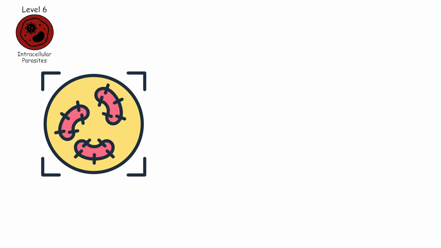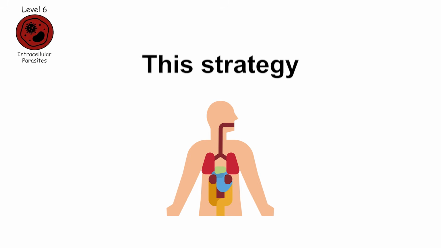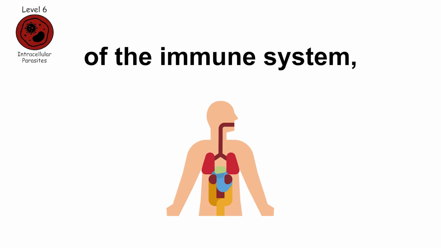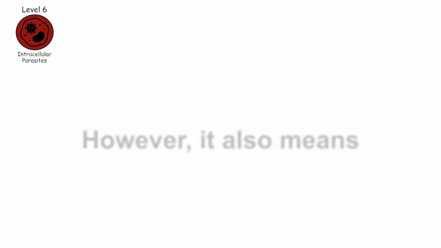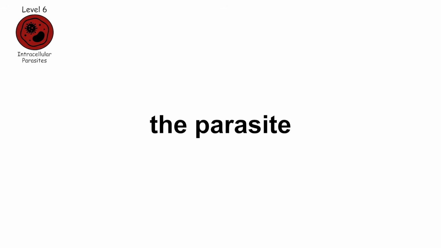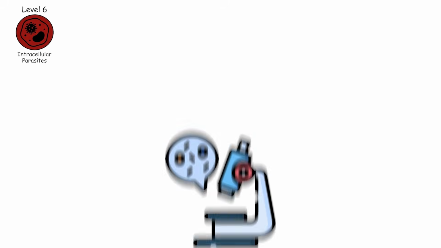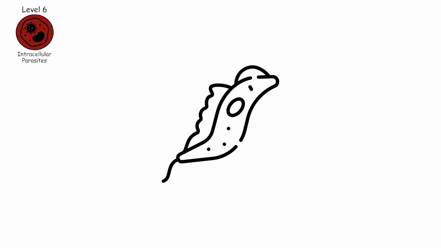Once inside a cell, the parasite may manipulate the host cell's functions to produce nutrients or help it replicate. This strategy allows the parasite to remain hidden from parts of the immune system, since it is effectively sheltered inside the host's own cells. However, it also means the parasite must be extremely well adapted to the biology of the host cell. Intracellular parasites are usually microscopic organisms, such as certain protozoa or bacteria-like parasites.